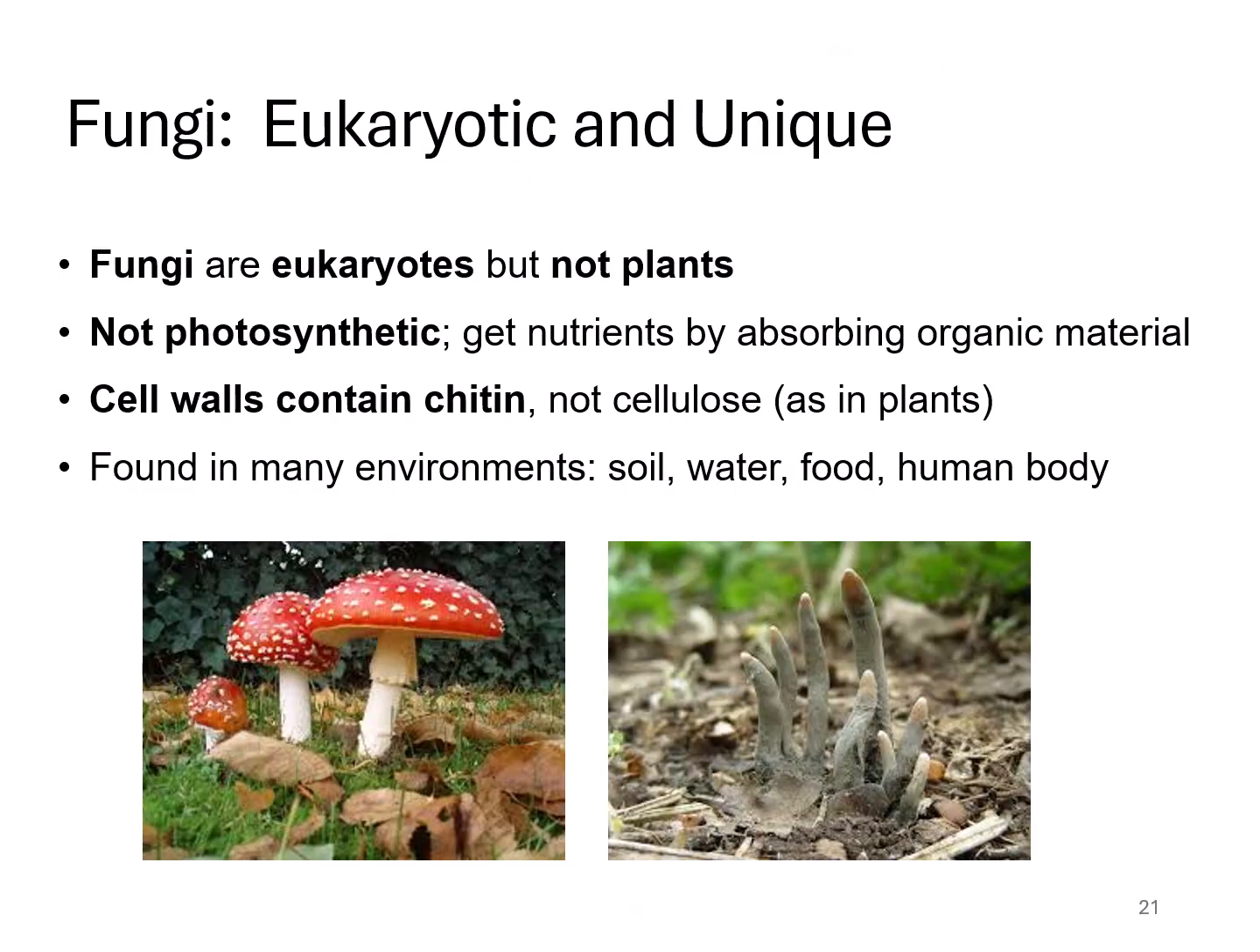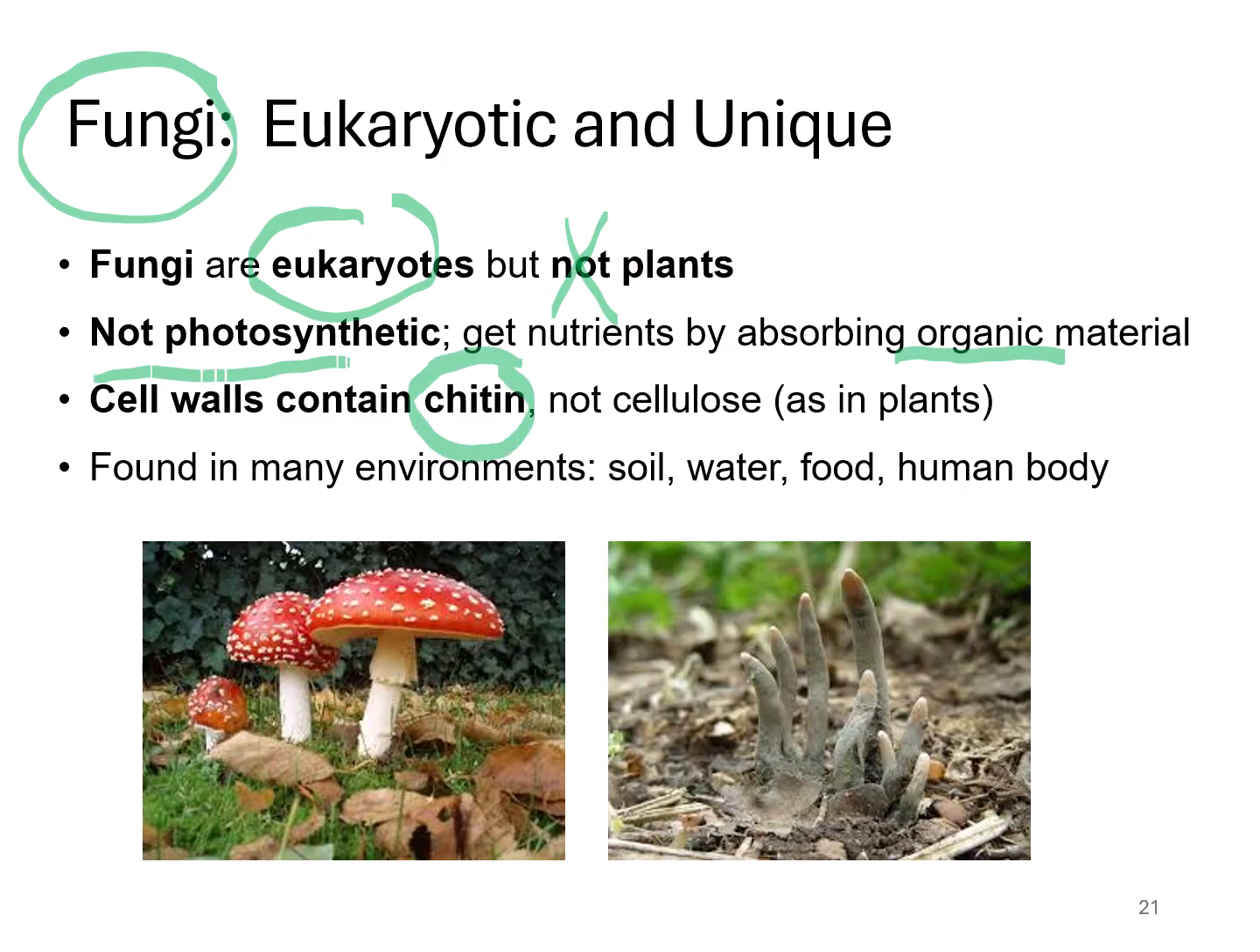Our third eukaryote are fungi. Remember, fungi are not protists. Protists were the algae and the protozoa we were talking about earlier. Fungi are eukaryotes, but they're not plants because they cannot go through photosynthesis. Instead, they get nutrients by absorbing organic matter from other organisms. Unlike plants, their cell walls contain chitin, whereas plants had cellulose cell walls.